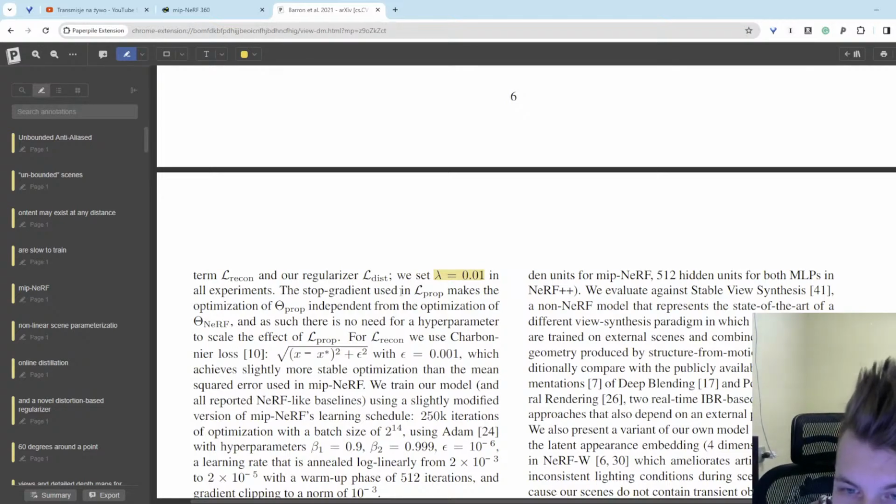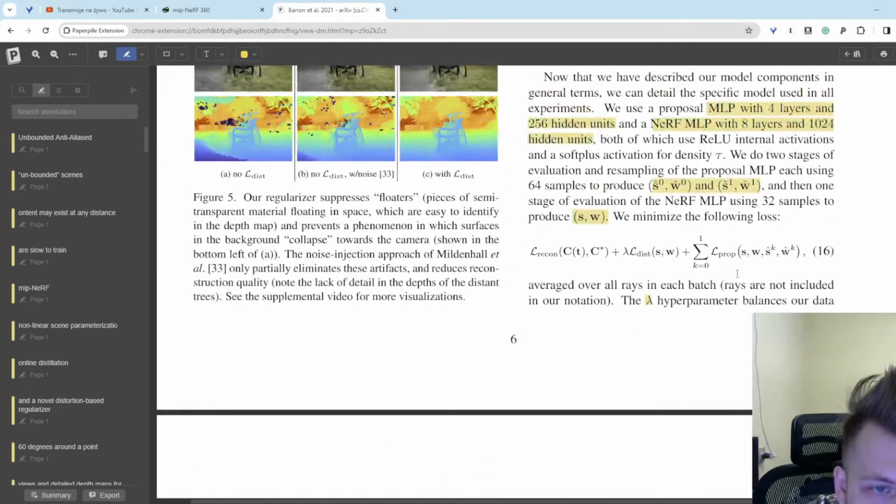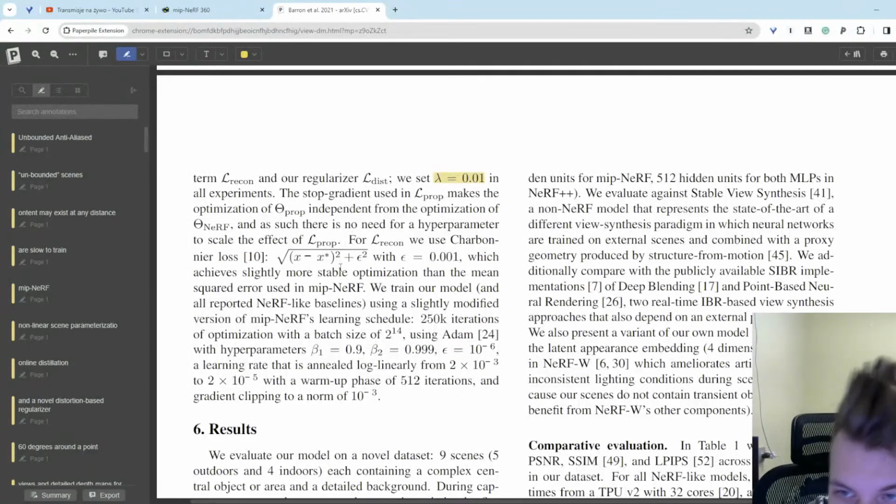The stop gradient used in L_prop makes the optimization independent from the optimization of NeRF, and as such there is no need for a hyperparameter to scale the effect of L_prop, because this L_prop does not affect the NeRF, it's only affecting the proposal. So you want it to 100% affect the proposal network, and nothing else affects the proposal network.